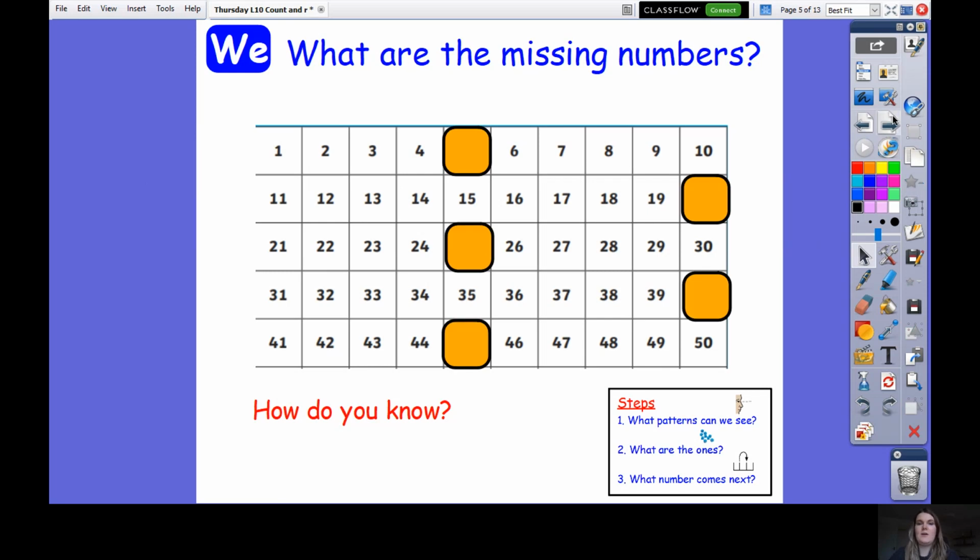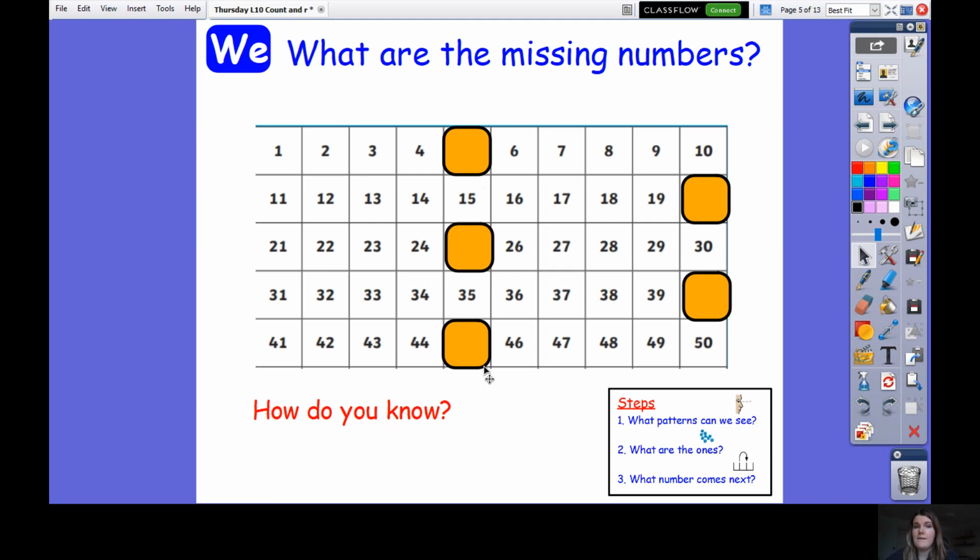So let's see if we can figure out this one. Is there a pattern that we can see? Well, they're all in the same columns, aren't they? Well, that's a bit of a clue. What's similar about the numbers on either side of them? We've got 10, which means it's got a 0, 30 with a 0, 50 with a 0. Okay, and what's similar about these ones? 15 with a 5, 35 with a 5.